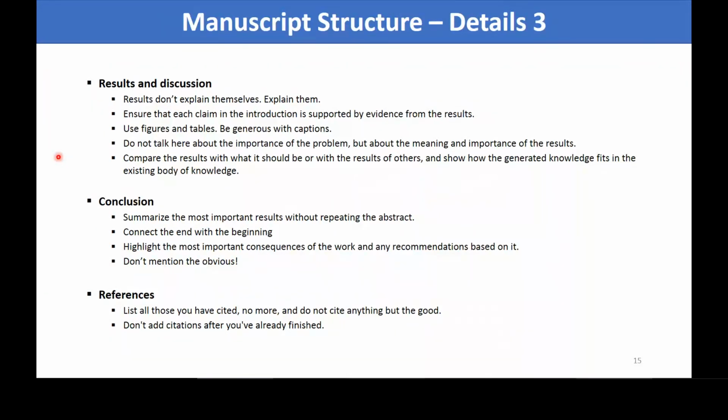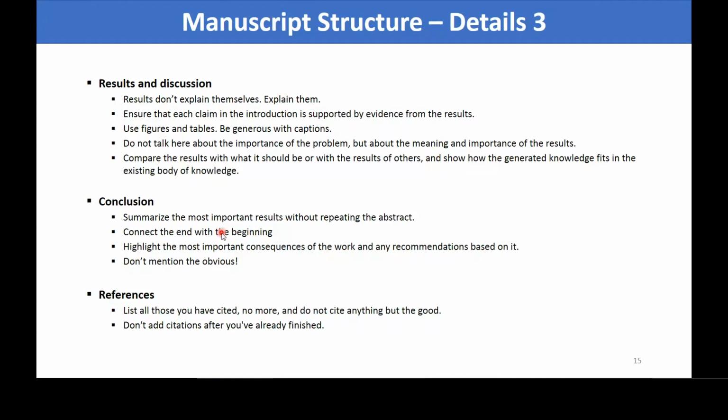Okay, so we said that the conclusion should refer back to the beginning. So you should connect the end, which is the conclusion, to the beginning. Whenever I read the abstract or the introduction, I should have some pointer from the conclusion back to my claims in the introduction. And the conclusion also highlights the most important consequences of the work and any recommendations based on this work, sometimes called future work. And please don't mention the obvious. If something is very obvious from the results, you don't have to explicitly mention it in the conclusion. It will just look very redundant, and it will look like you just want to fill some gap.